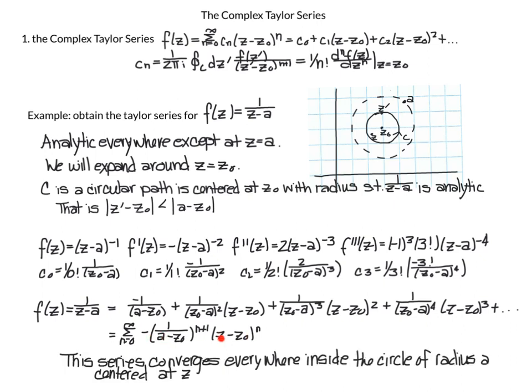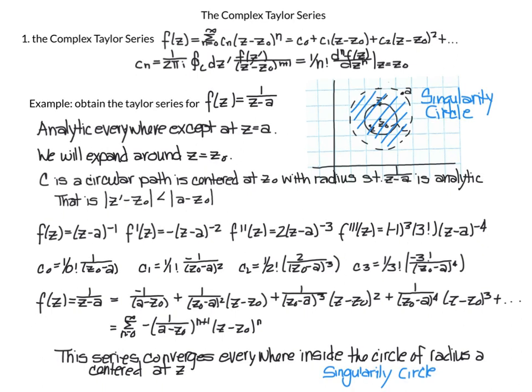And one thing to remember, this series converges everywhere inside the circle of radius a. So not on the circle, but inside the circle of radius a, centered at z equals 0. And the circle is called the singularity circle, and it's the largest radius that the contour C can have while still keeping f of z analytic everywhere inside.